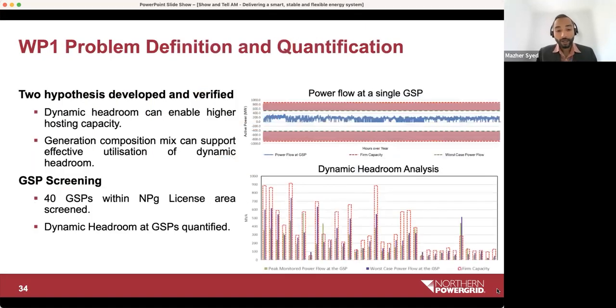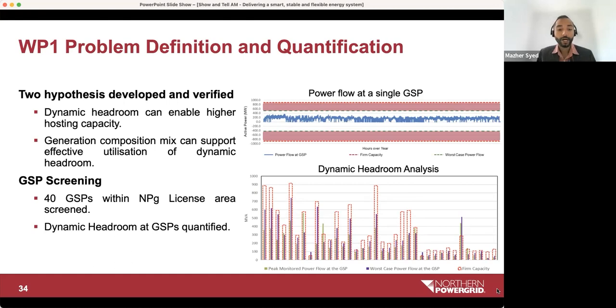As part of work package 1, we developed and verified 2 hypotheses. The first one was that the actual available capacity at a GSP is much higher than what we currently consider as available. So this is by means of considering dynamic headroom that is available at GSP. The second one was that this dynamic headroom, this actual available capacity at the GSP, can be effectively utilized if we consider the diversity of the generation mix. So if you have a suitable composition of generation mix, then this dynamic headroom can be effectively utilized.